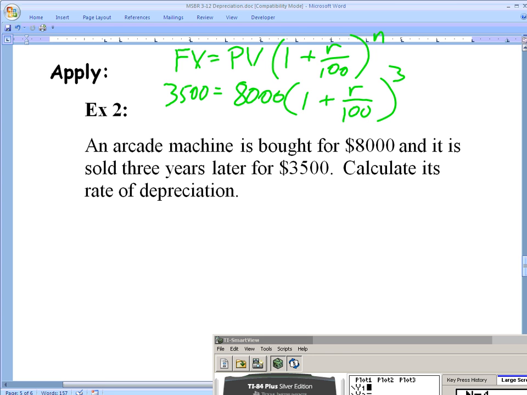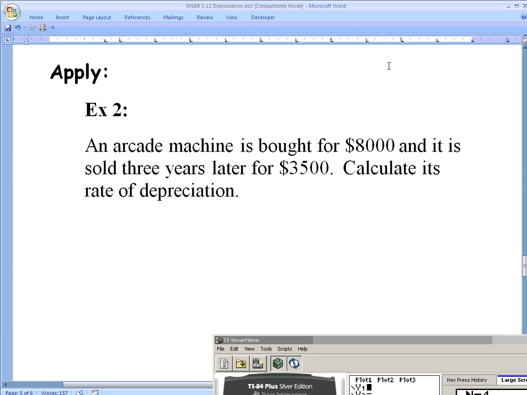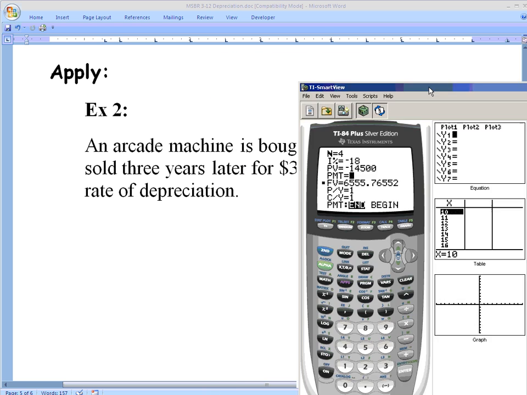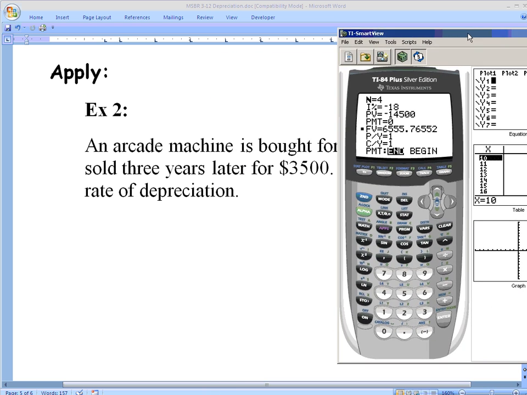Or we can use the TVM solver, and that's what I'm going to use to show my work here. So we're starting off with a purchase price. Well, 3 years, I guess, would be our N. Again, there's no K involved, so it's just 3. Our percentage is what we're trying to find, so I'm not going to mess with that for now. Present value, we paid $8,000, so it was a negative $8,000 value. And then our future value we know is $3,500. PY, CY both need to be 1.